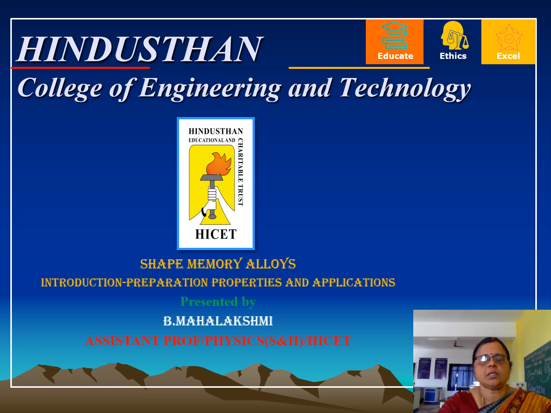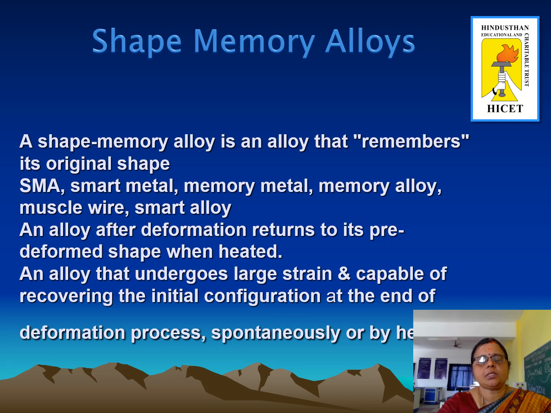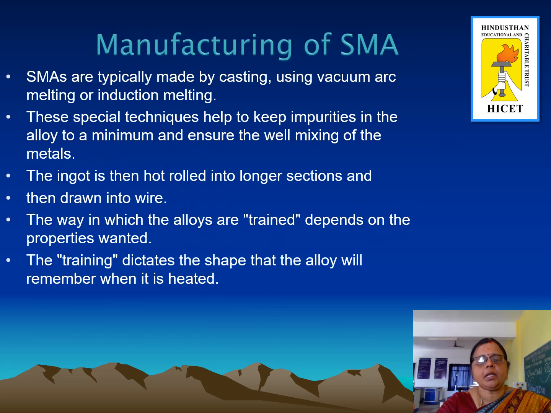Today we are going to discuss shape memory alloys, their introduction, preparation, properties and applications. A shape memory alloy is an alloy that remembers its original shape. It's also called a smart metal, memory alloy, muscle wire, or smart alloy. An alloy after deformation returns to its pre-deformed shape when heated. It undergoes a large strain and is capable of recovering the initial configuration at the end of the deformation process, spontaneously or by heating.